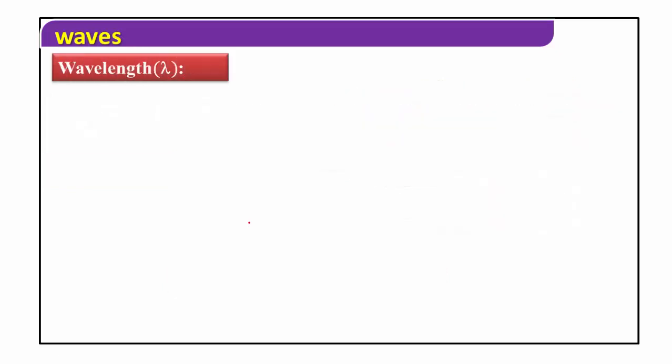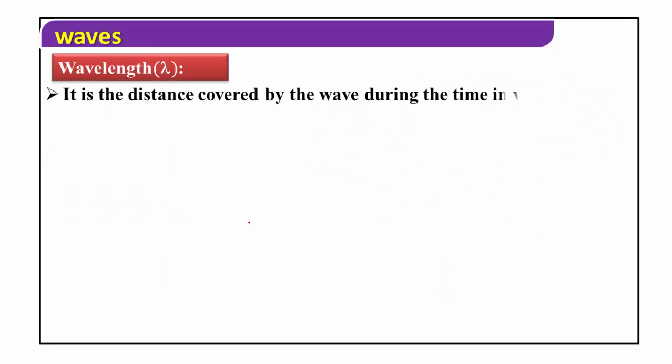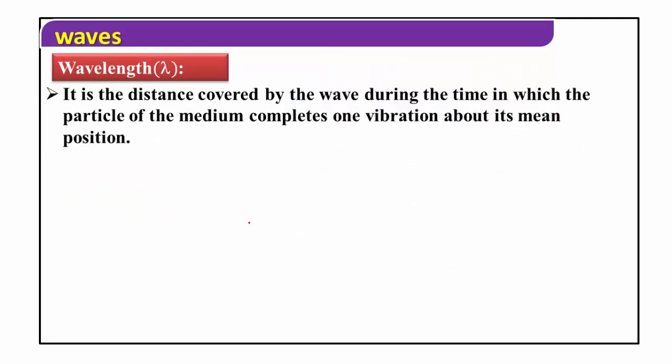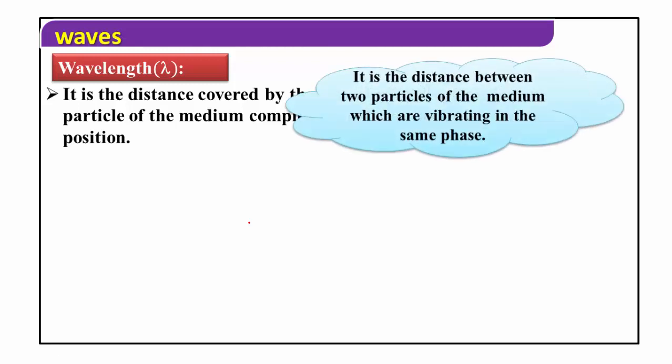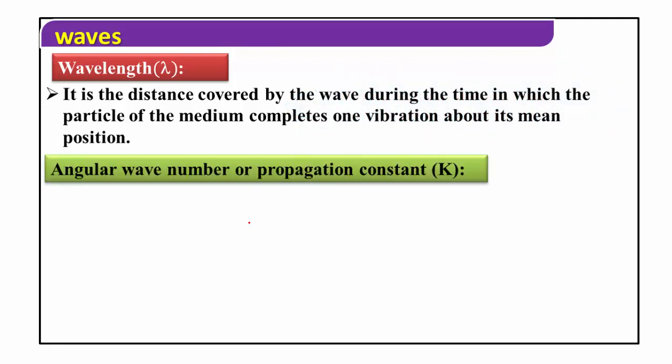Wavelength is the distance covered by the wave during the time in which a particle of the medium completes one vibration about its mean position. Therefore, it is the distance between two particles of the medium which are vibrating in the same phase. Then the angular wave number or propagation constant k.